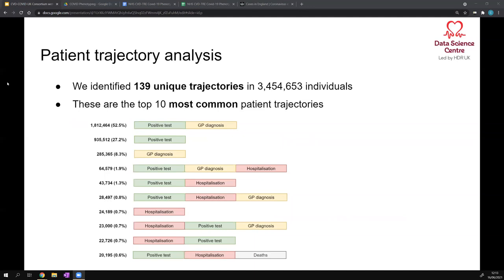Analyzing the data like this, we identify 139 unique trajectories in the 3.4 million individuals included. And we can see here the top 10 most common patient trajectories. So around 50% of the patients had a positive test followed by a GP diagnosis. And the most common trajectory, including hospitalization, was again positive test, GP diagnosis, and then hospitalization, which was found in around 2% of the individuals with COVID events.